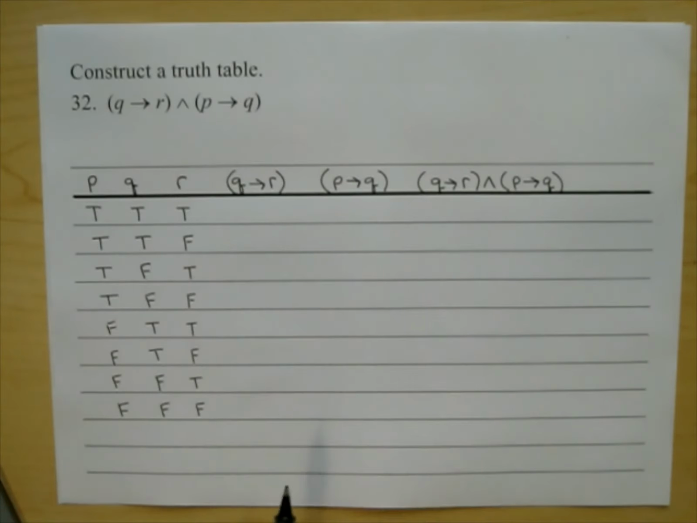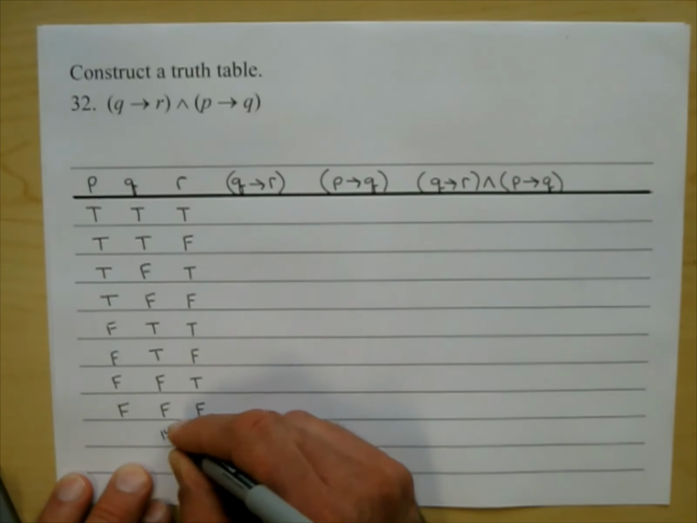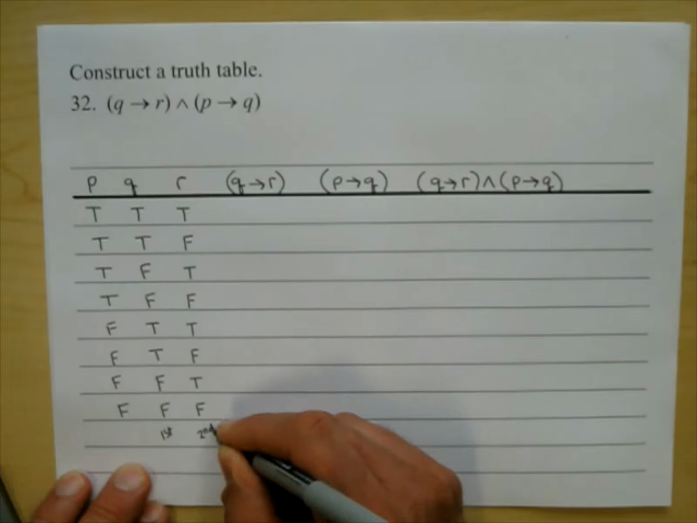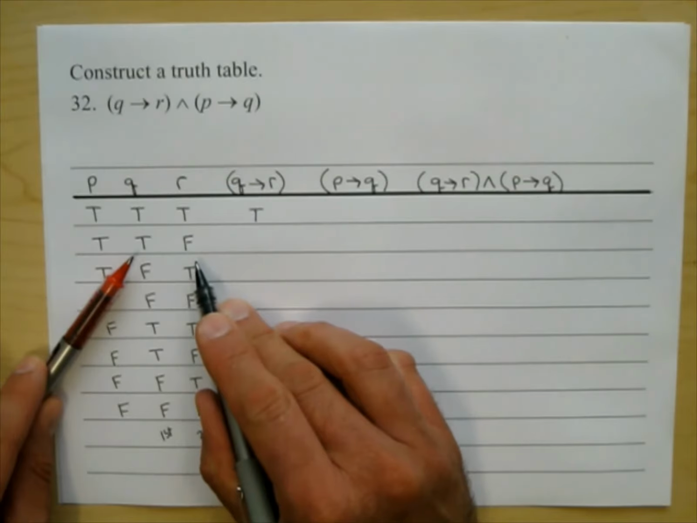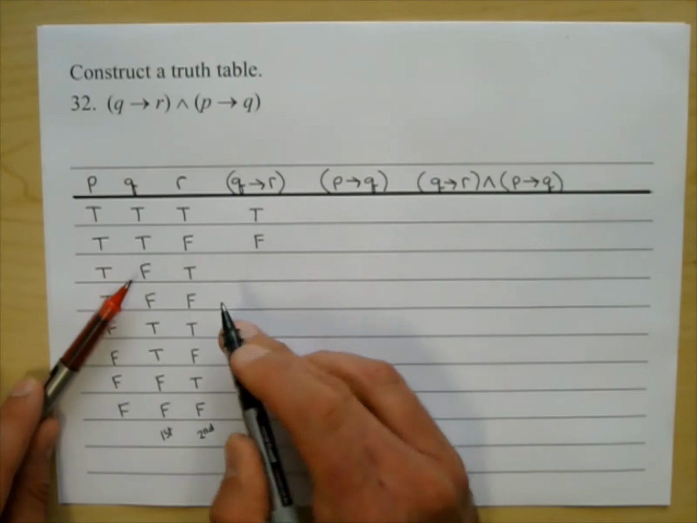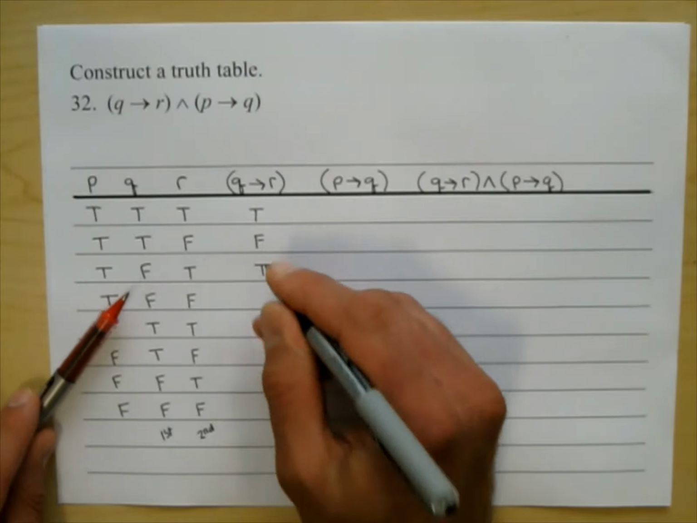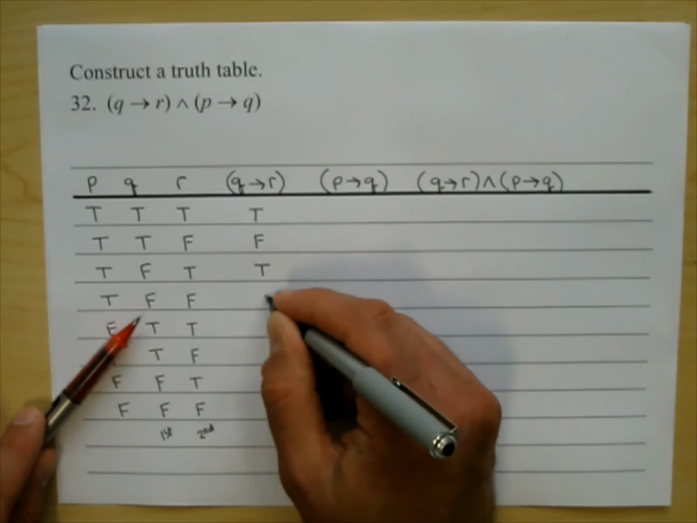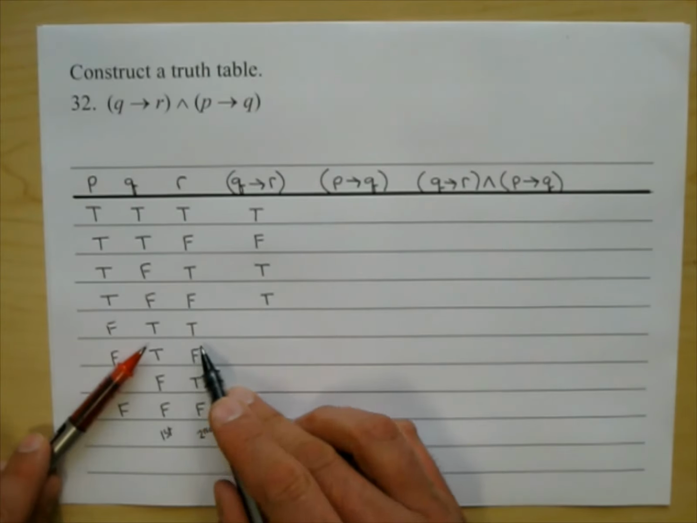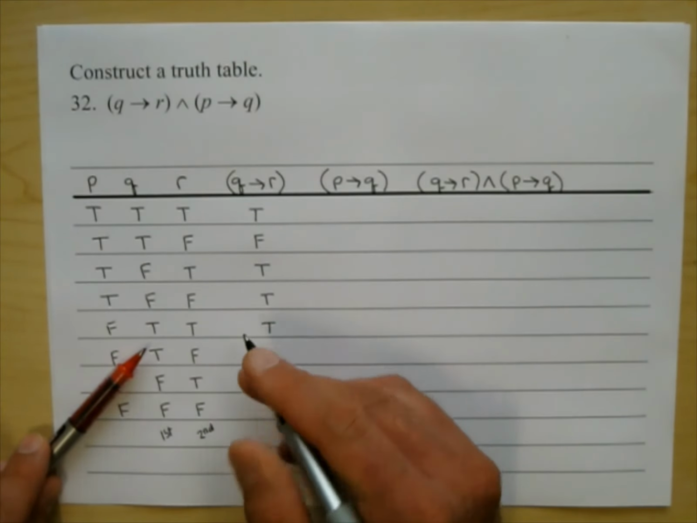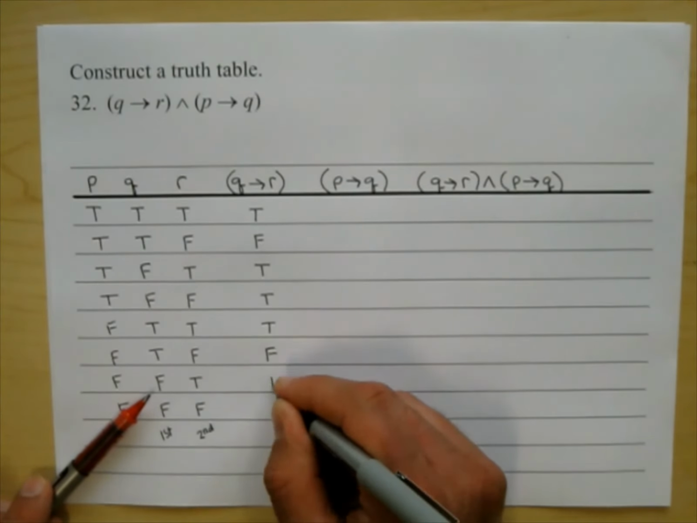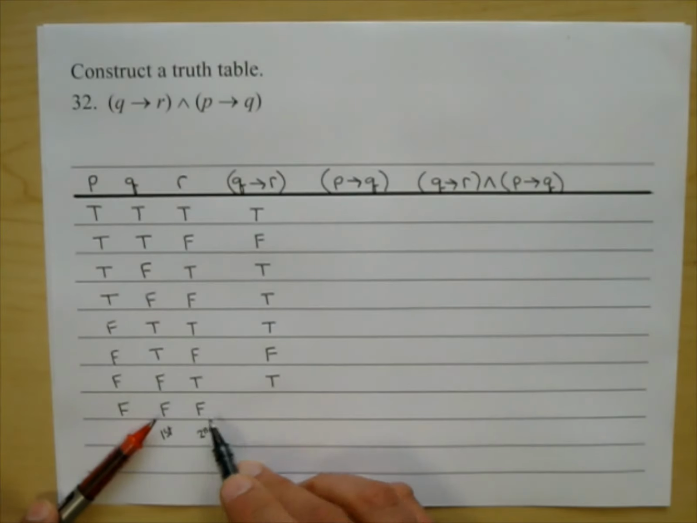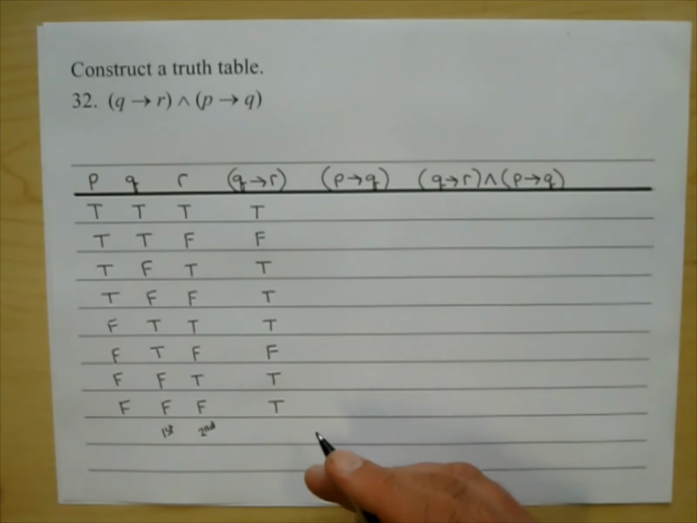So if Q then R. This one's first, if Q, and then R is second. So if true then true, true. If true then false, false. If false then true is true. If false then false is true. If true then true is true. If true then false is false. If false then true, true. If false then false, true. So that's my next column.